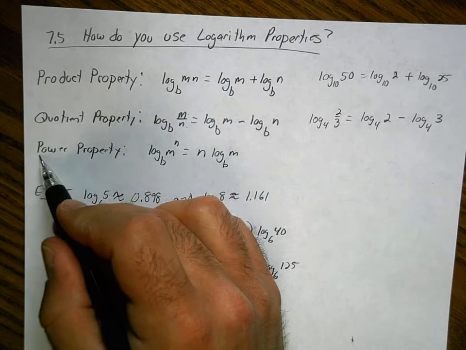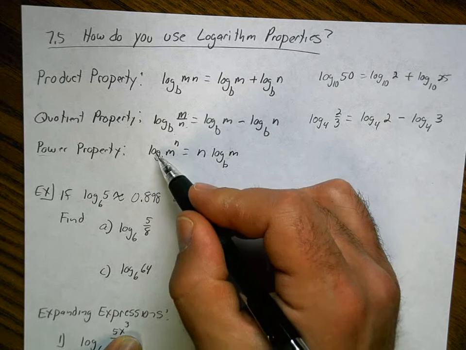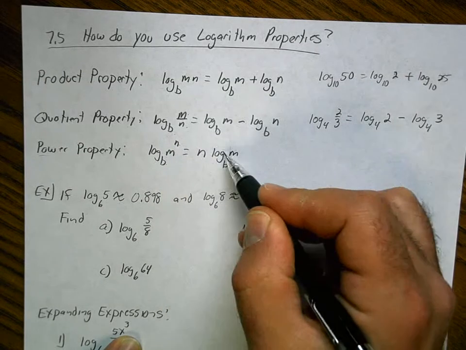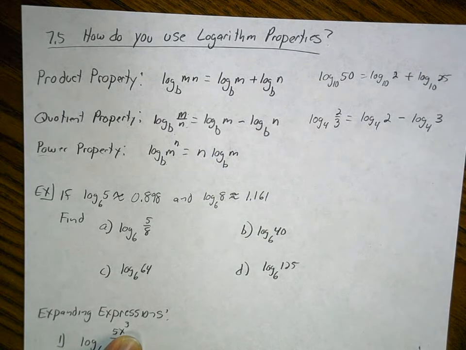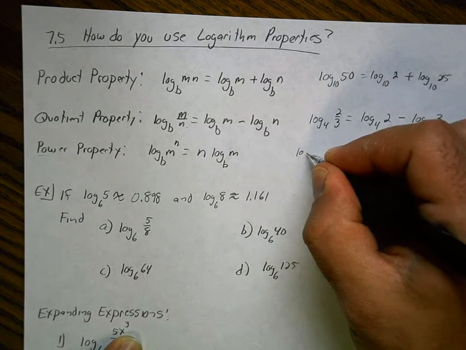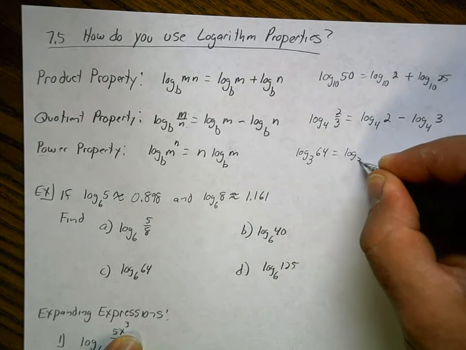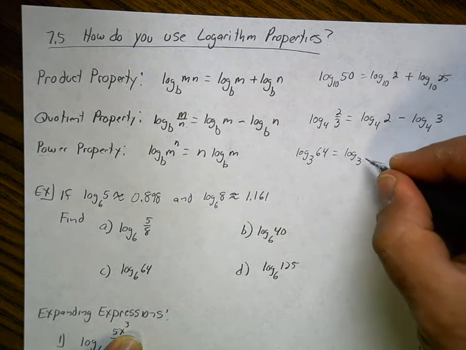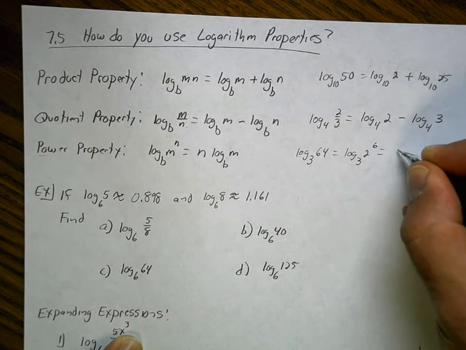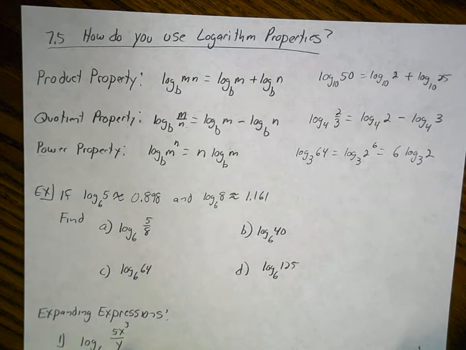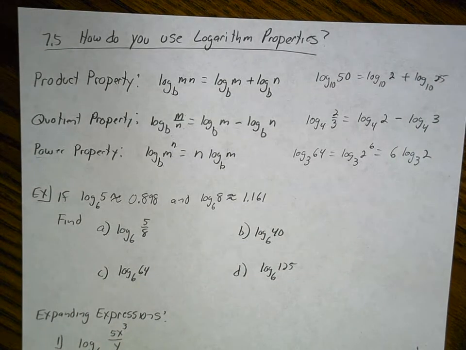And the final property is called the power property. If I have log base b of m to a power n, I can take the exponent and put it in front of the logarithm. So if I have log base 3 of 64, which is the same as the log base 3 of 2 to the 6th, I could rewrite it as 6 times the log base 3 of 2. So it's just ways to simplify and rewrite logarithms.